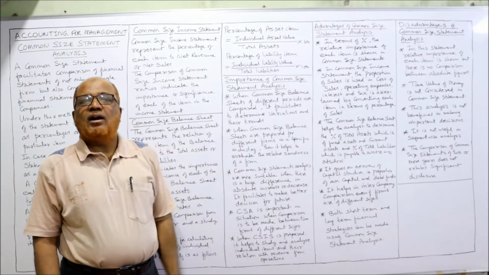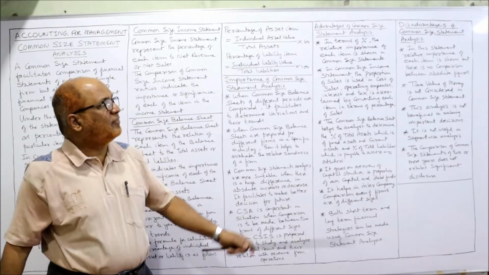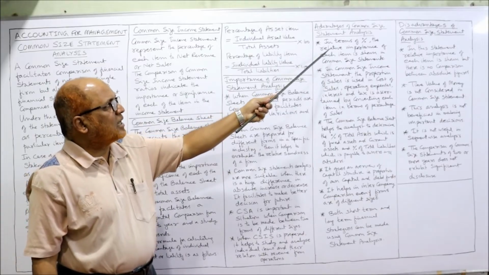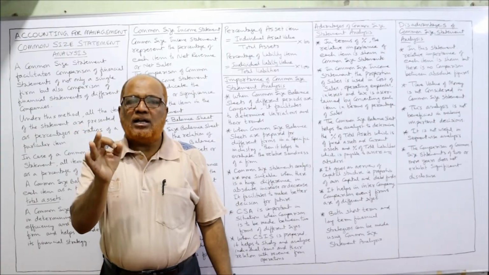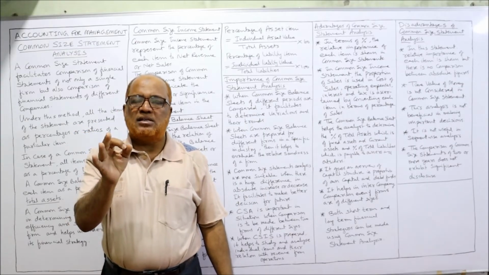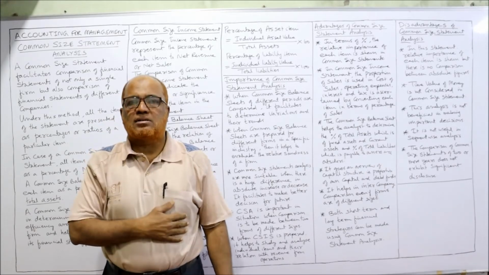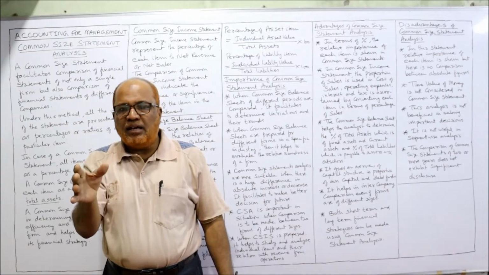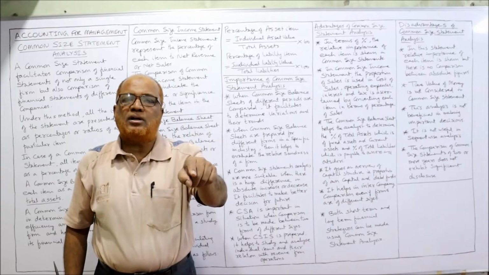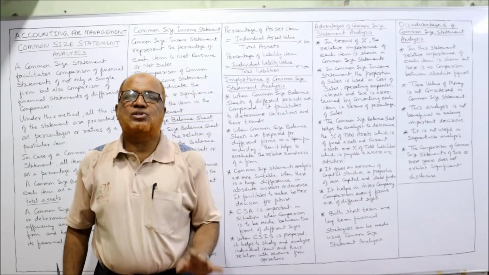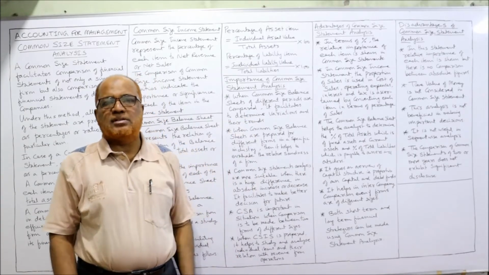Now the next topic is advantages. There are many advantages of common size statement. The first advantage, in terms of percentage, the relative importance of each item is shown in the common size statement. The main advantage of this common size statement analysis is it shows the individual item's importance. The individual item in the income statement, the individual item in the balance sheet. What is the importance of every item in the financial statement? That importance we can know by making this common size statement.